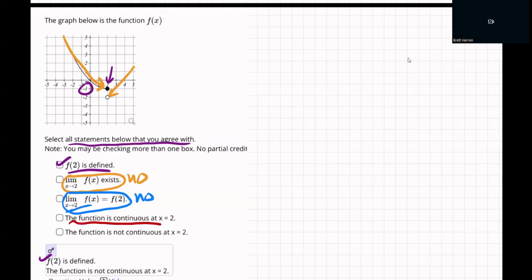The next one, the function is continuous at x equals 2. No, it's not continuous. Remember, continuous would mean if you took your pen, you could draw from the left all the way, but you'd have to jump down here and then go like that, right? You'd have to pick up your pen and jump down here. If you have to pick up your pen, it's not continuous. So we're actually going to check this box, not continuous. There we go. Those are the ones we check. So there we go, there are the ideas of continuity and limit being the same from the left and the right.